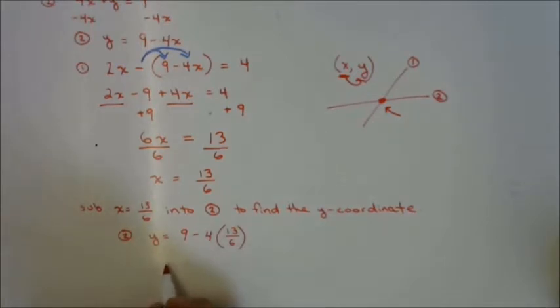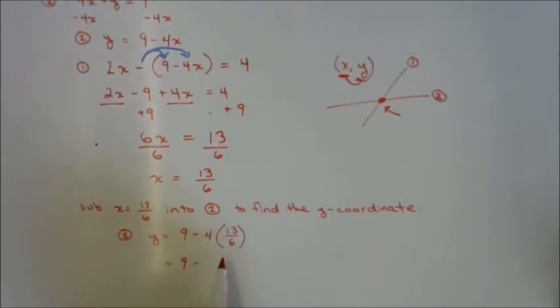Now I have y equals 9 minus, and here I can do this all at once or step by step. Either way, what I could do is reduce these. I could divide the numerator and the denominator by 2. That would give me a 2 here and a 3 here. Or I can multiply it out and then reduce.